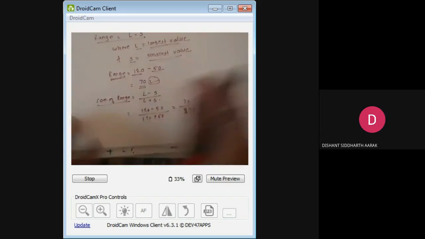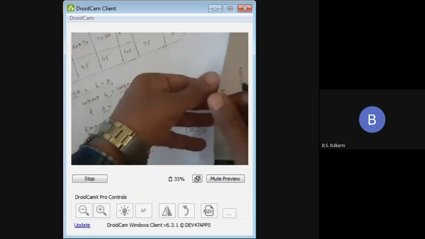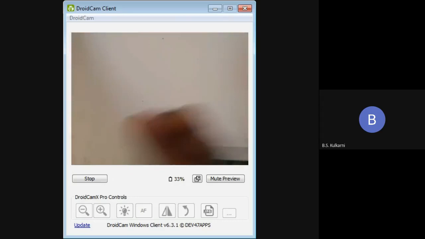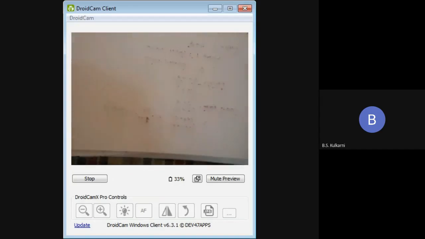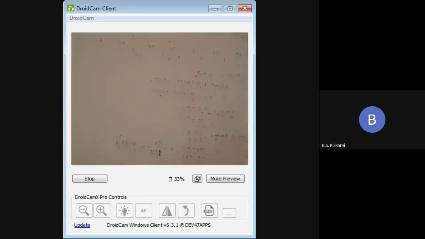Yes, sir. Now take the next example. Find range and coefficient of range from the given data.